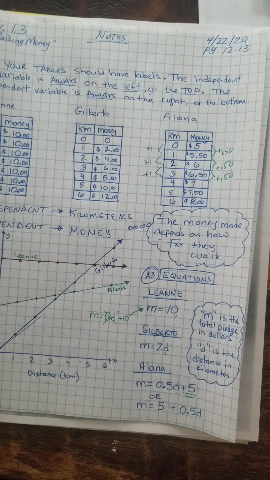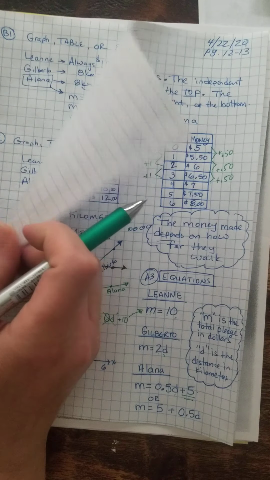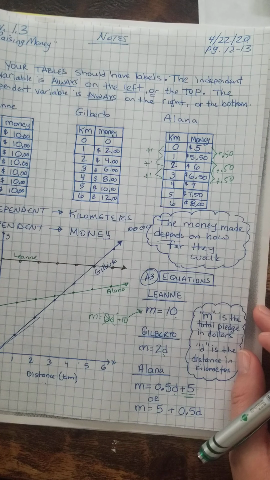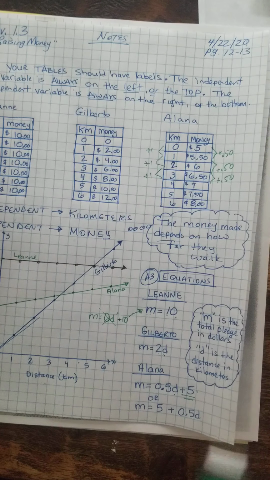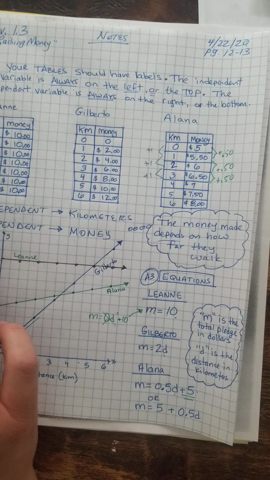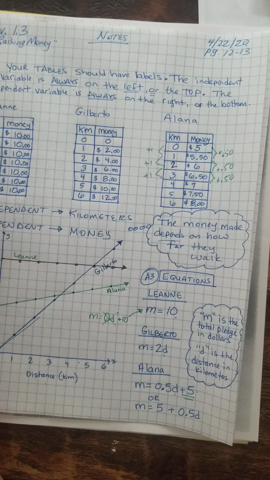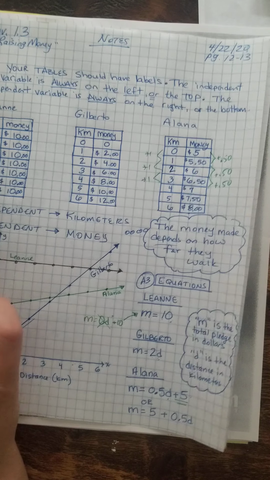So for number A4, I don't have it written here. I don't think I wrote it on the other page. I'm just going to talk through it really quick. What pattern of change between the two variables do you observe in the table? They want to know for each plan what's going on in the data table, what's happening in the graph, what's happening in the equation. I think I explained a little bit of this, but I'll go through it really quickly.